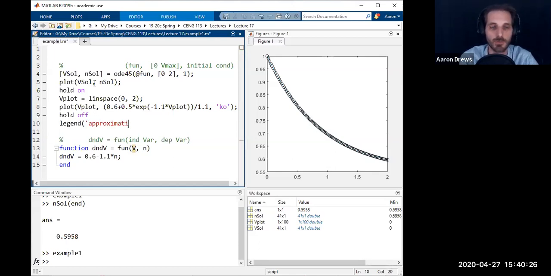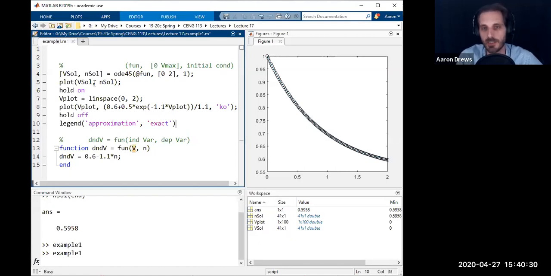So first we plotted the approximation and then we plotted the exact solution on top of it. Legends always help, right? If you have more than one component on there, you should always throw a legend on there.